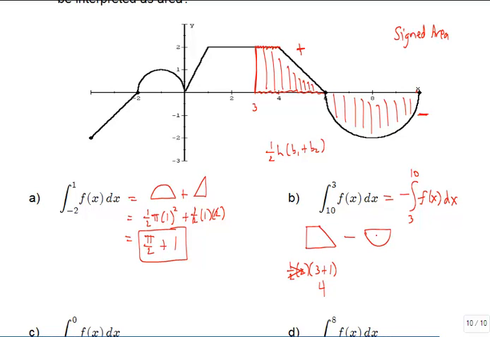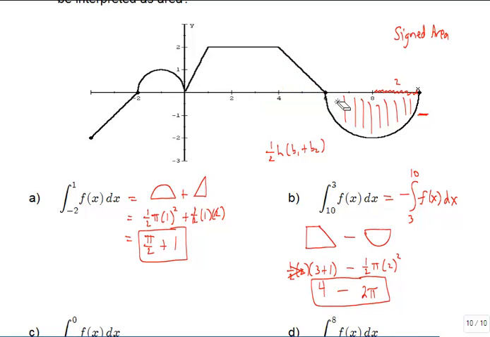Now let's go to our semicircle. Area of a semicircle is 1/2 pi r squared, and our radius here is this distance from 8 to 10, which is a distance of 2. So we want 1/2 pi times 2 squared. 2 squared is 4, half of 4 is 2, so this will be 2 pi. We want to subtract it because it's lying below the x-axis. So this total area, signed area, is going to be 4 minus 2 pi. Okay, next example.